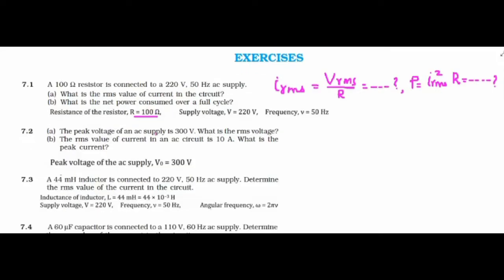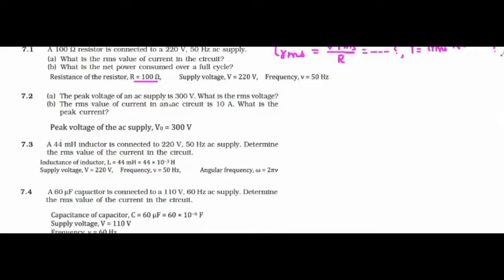Now next, question 2. The peak voltage of an AC supply is 300 volt. So V0 or VM is equal to 300 volt. What is the RMS voltage? So VRMS is equal to VM divided by root 2. VM is given in the question, so that VRMS can be calculated.